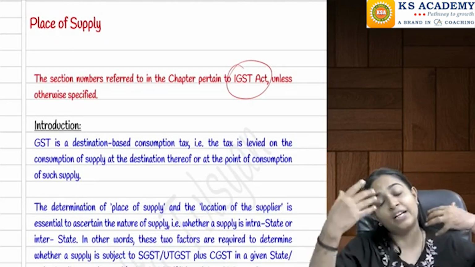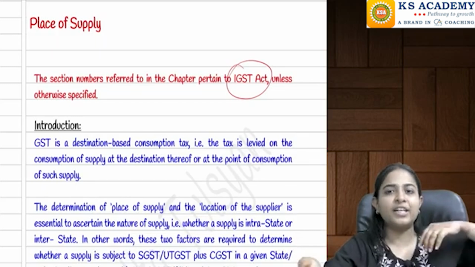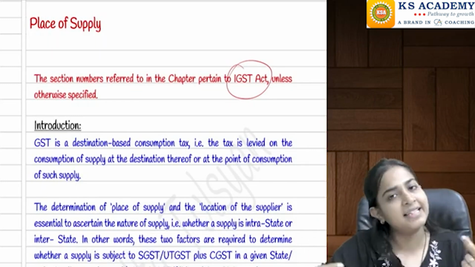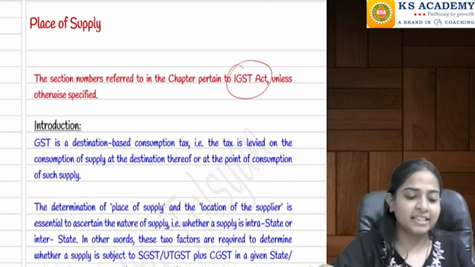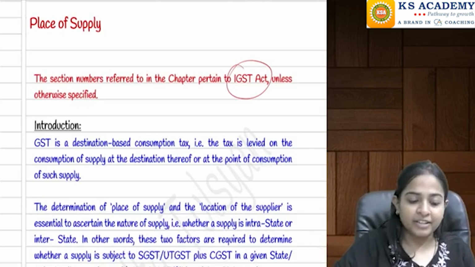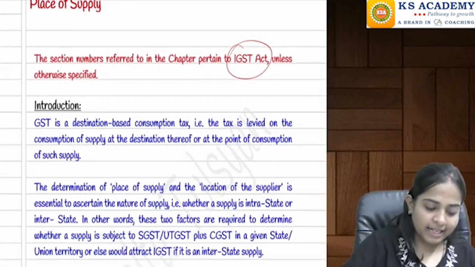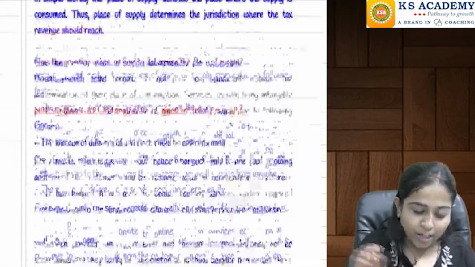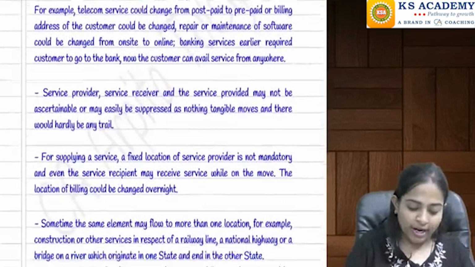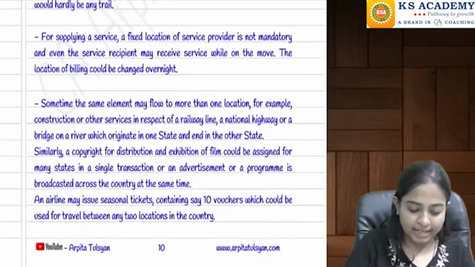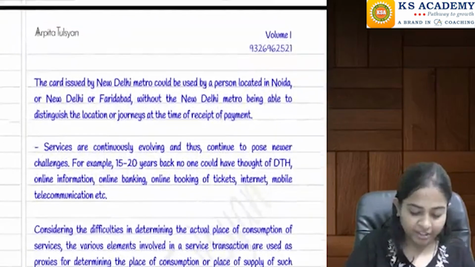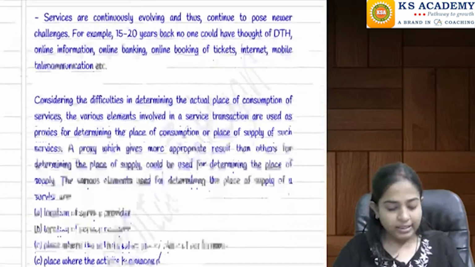If these are in two different states, or one state and one union territory, or two different union territories, then in that case it will be called interstate supply. Are you clear with this? Yes. So that is told here in the introduction part of it. Then when we go ahead, I'm just scrolling in your notes itself, all these things are given here.